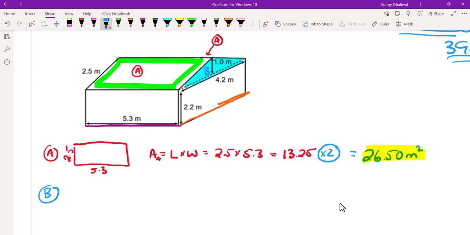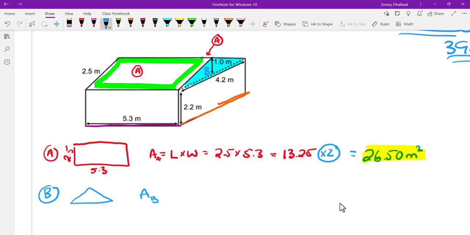A right angle triangle. If we want to do calculations with a triangle, I'm going to write area of side B. I'll put a little B there. We need to know what the base is and the height. What's the base? What's the height of this triangle?